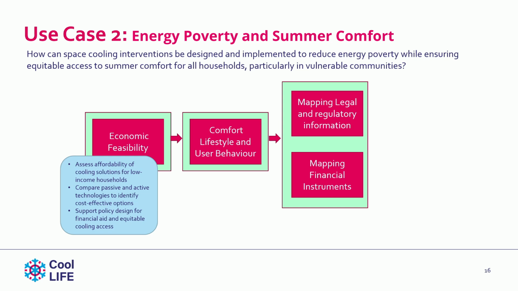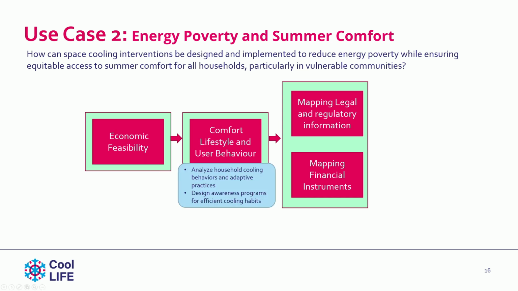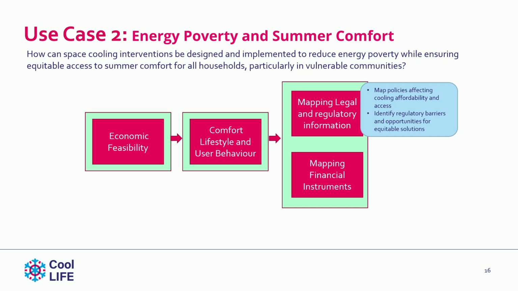In the second step, we then use the comfort, lifestyle and user behavior calculation module to analyze household cooling behaviors and adaptive practices, and then design awareness programs for efficient cooling habits. And thirdly, with the legal and regulatory information mapping, we can map policies affecting cooling affordability and access and identify regulatory barriers and opportunities for equipment solutions.